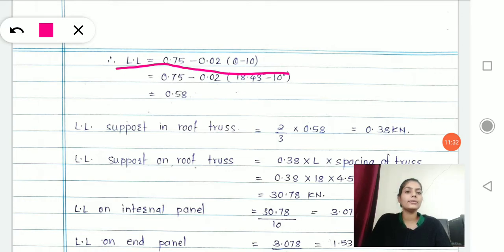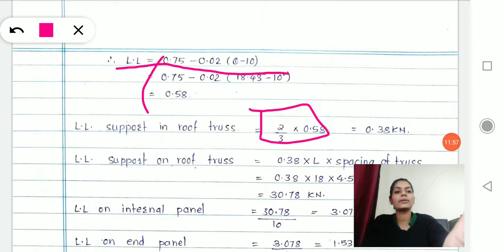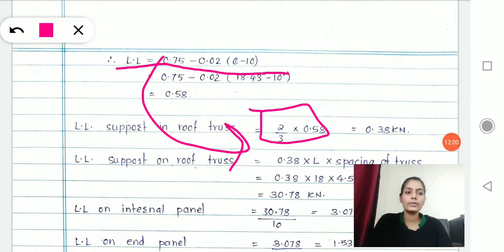Now this live load has to be calculated for panel points. As we did for the dead load, similarly we will do for the live load. Before that, I have to reduce my live load to 2/3. As per our previous instructions, we reduce our total live load by 2/3, and we find that the load is now 0.38 kilonewton, right?